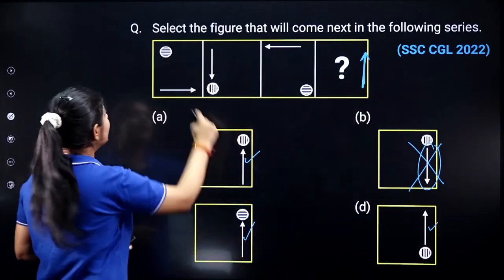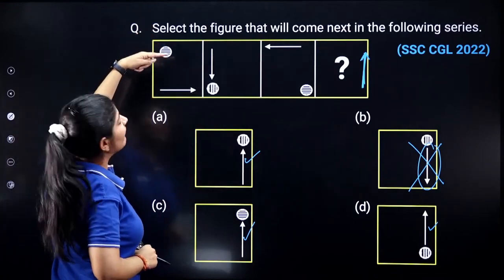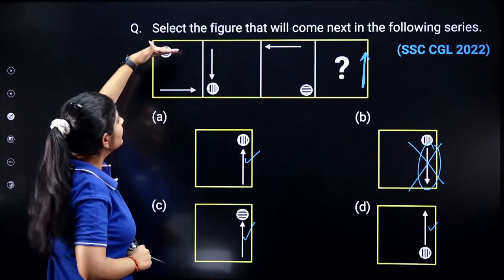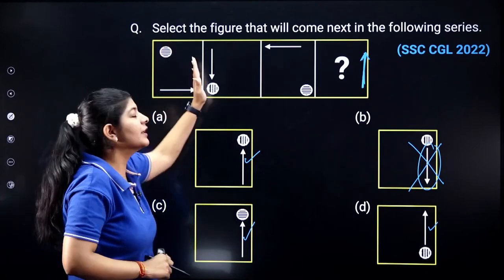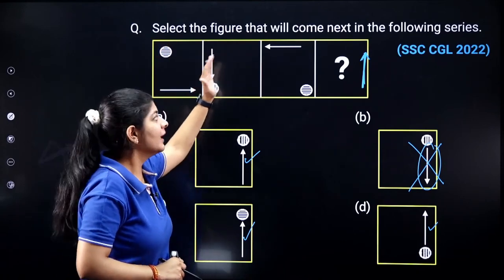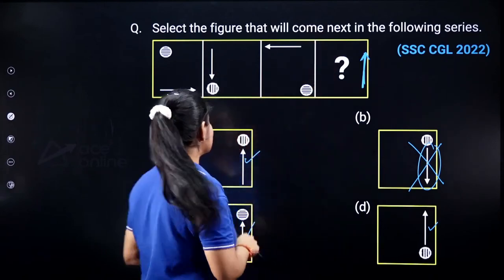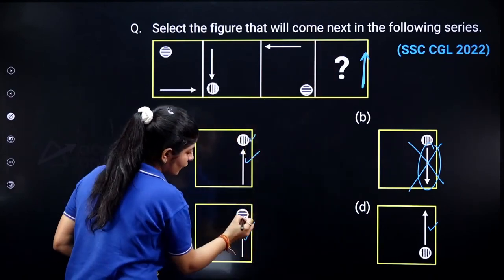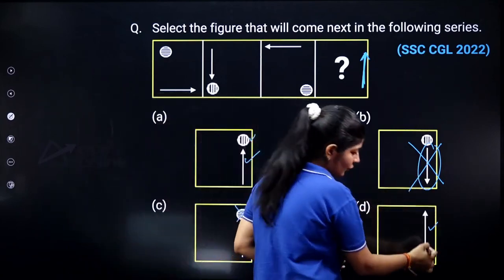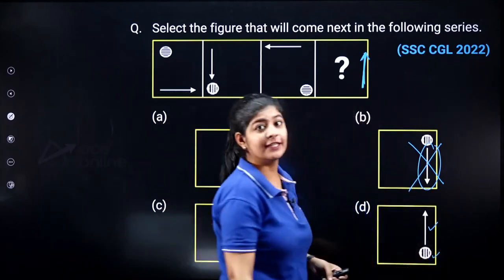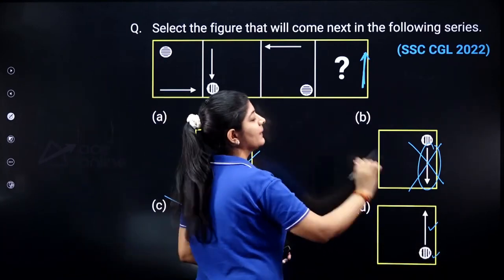Now, the circle. If you see the circle carefully, here I am having horizontal lines. Now, these horizontal lines changed into vertical lines in the next diagram. Again horizontal. Now this time I want vertical lines. Do we have that? Yes. Do we have that? No. Here we are having horizontal lines. Do we have that? Yes. We are having vertical lines. That means option number C and option number B are eliminated.